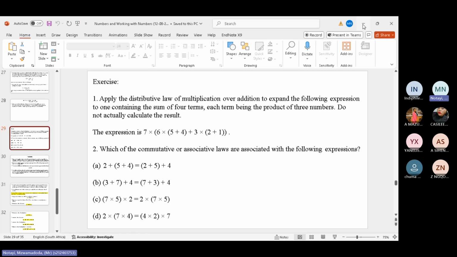That now is an expression of 4 terms, where the first term is 6 times 5, 6 times 4 is the second, 3 times 2 the third, and 3 times 1 the fourth. But now, each of those terms is a product of two numbers. The question wants me to write the final one where each of the terms is a product of three numbers.